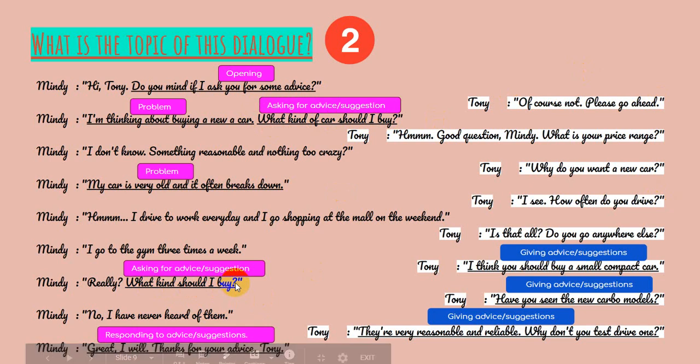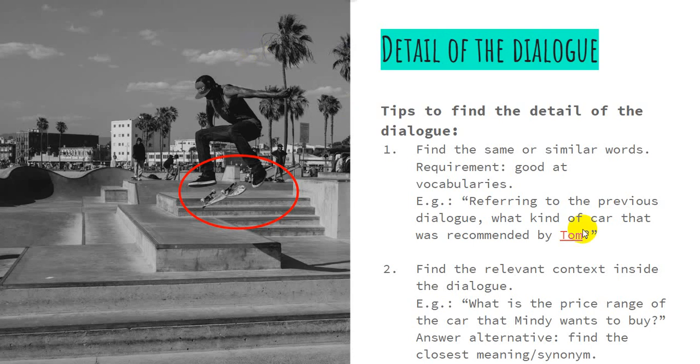And then you have to find Tony's answer, namely the Carbo models. The Carbo models. Okay? After you find the similar meaning of should and recommend. Okay, now let's go back.